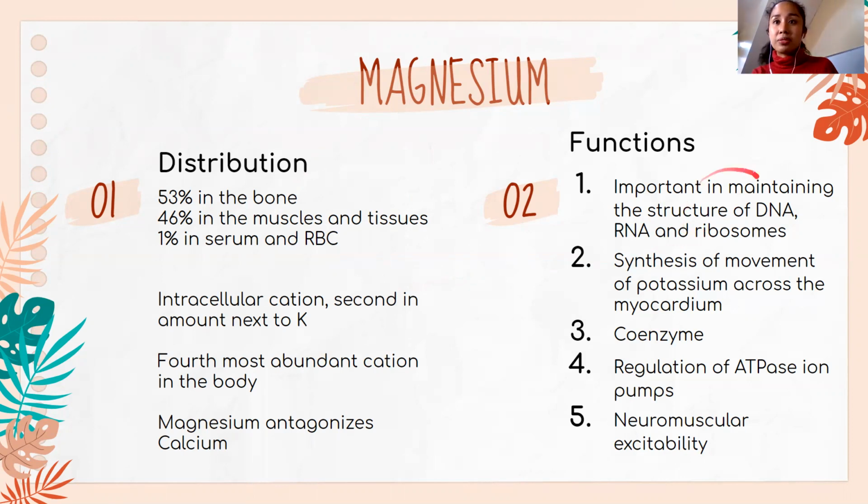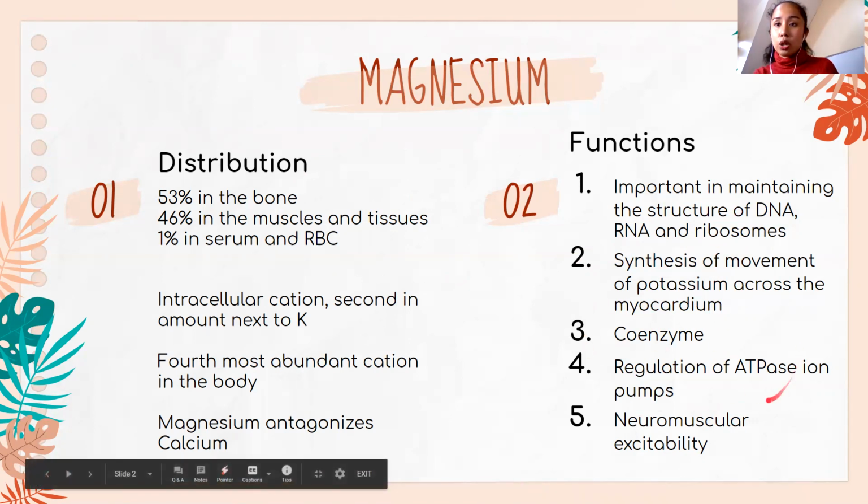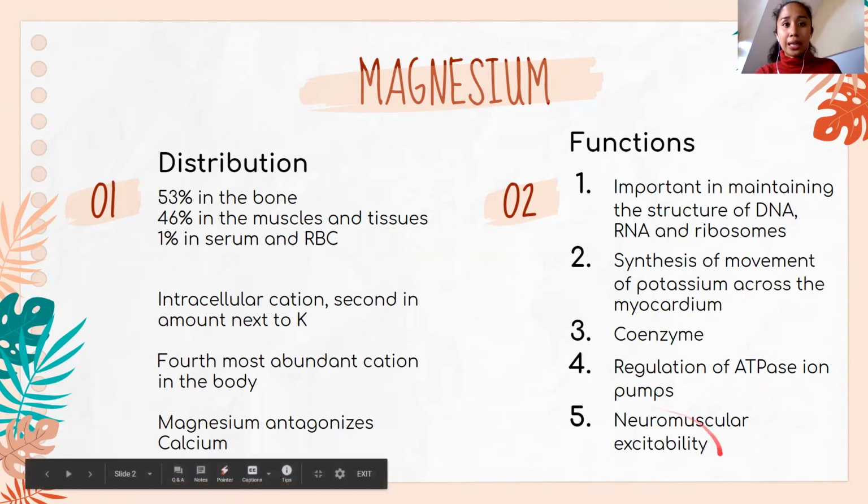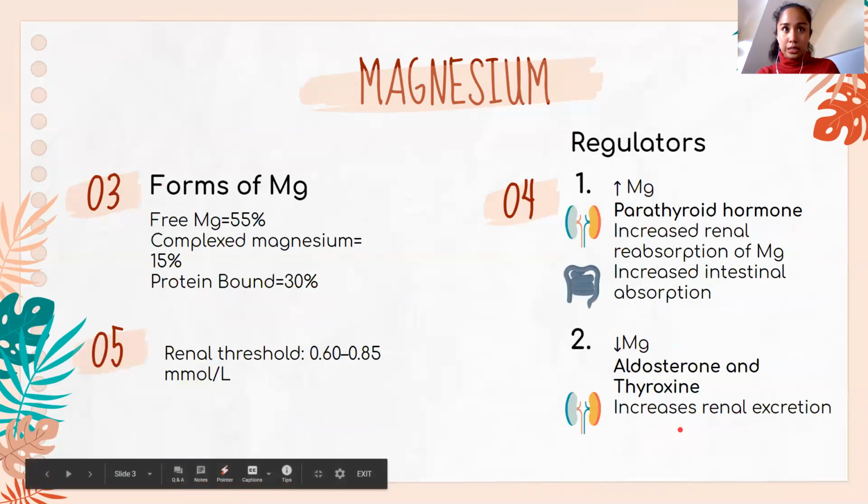Magnesium is very important in the structures of your genetic materials, yung DNA, RNA, and ribosomes. It allows the movement of potassium in your myocardium. It acts as your coenzyme, right? And it regulates your ATPase and ion pumps. These pumps facilitate the exchange of your different electrolytes, so magnesium is part of these pumps. And it is important in neuromuscular excitability or in the contraction of your muscles.